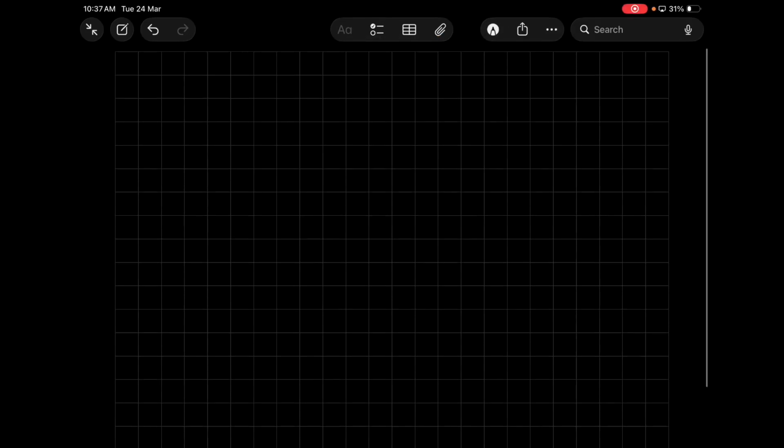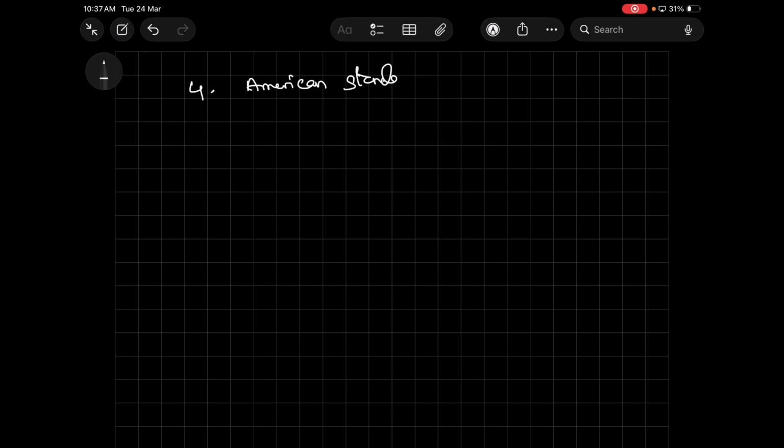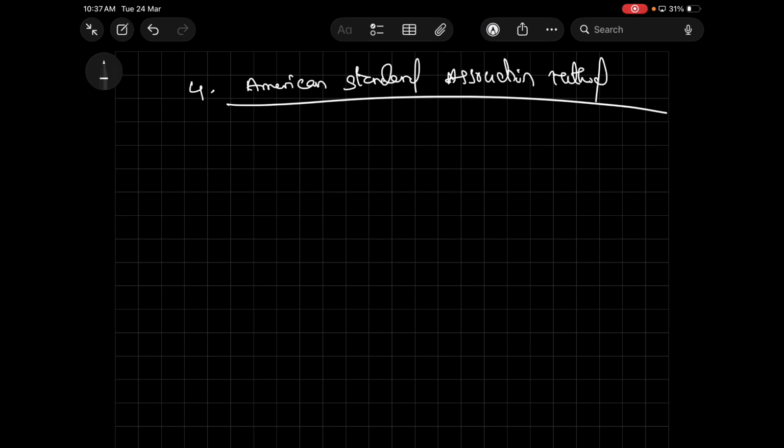So we'll continue our discussion on the fourth method, that is the American Standard Association method. We will be mainly concentrating on the theory exam, okay. So how to get more marks and how to pass, I'll try to discuss accordingly here. American Standard Association voltage regulation method here.